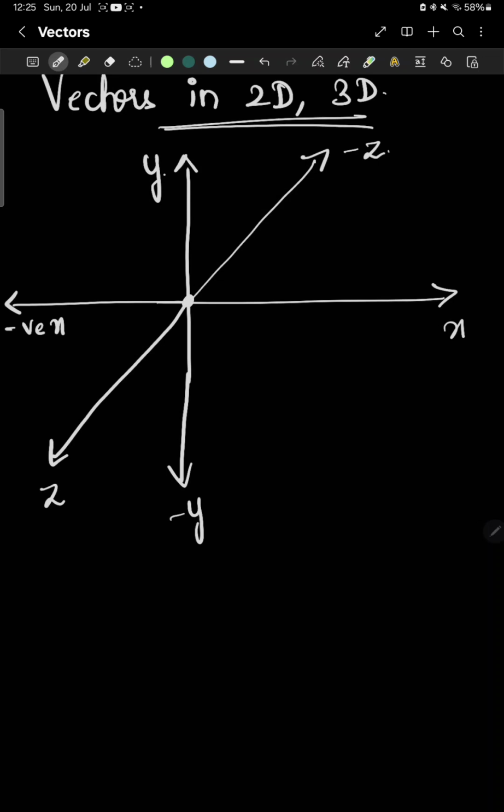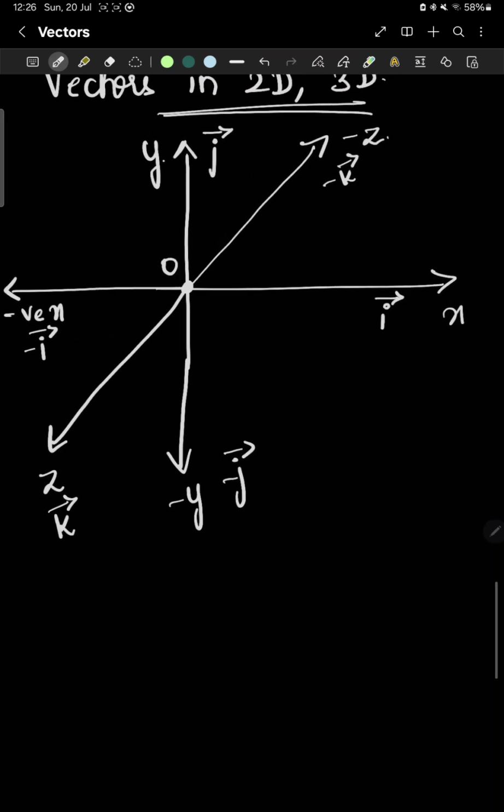In terms of vectors, this is known as origin. If an object is moving in positive x-axis direction, we will be representing that as i vector. Similarly, if it is moving in y-axis, we will represent that as j vector, and if it is moving in z-axis, it is represented as k vector. And opposite to that side, here it is minus i vector, and in the y-axis it will be minus j vector, and on the z-axis it is minus k vector.